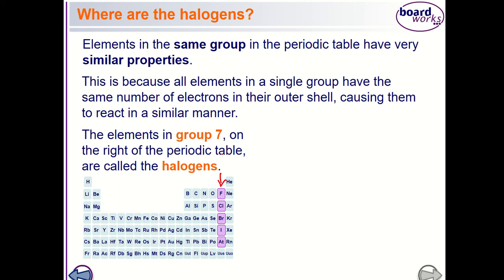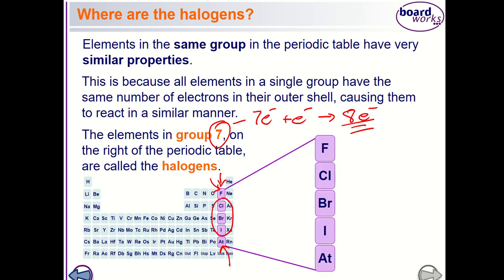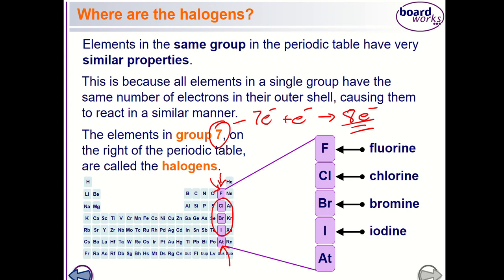Okay, so how many electrons do they have in their outer shell? Well, they all have, of course, 7 electrons in their outer shell, meaning that they will all want to gain 1 electron in order to get their full outer shell, and that's how they all react. The ones that we'll particularly focus on are chlorine, bromine and iodine. You'll have to predict a little bit about the properties of astatine at the bottom. We might do a little bit about fluorine, but predominantly we'll look at chlorine, bromine, iodine. Okay, so those are the 4 main ones.